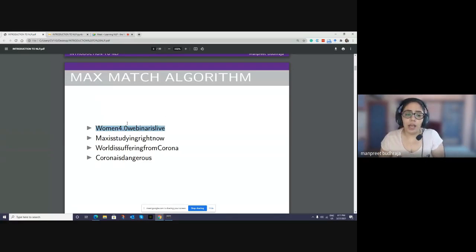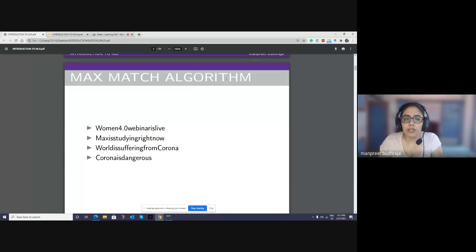But the real life algorithms actually don't know that it is "Women 4.0 webinar is live" or not, because there's a high possibility of the corpus they have. A corpus is a collection of text that you have, which may include a lot of text, tokens and everything that you created before doing anything with your text. So when you have this corpus, you will have a lot of things in it.